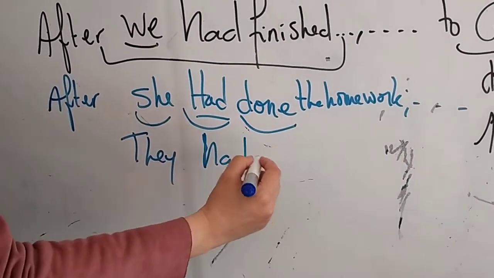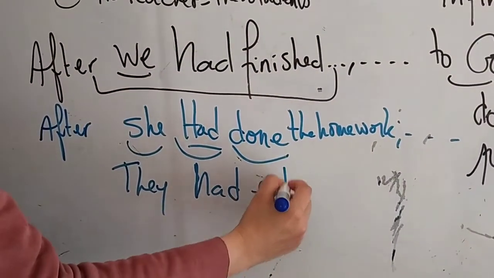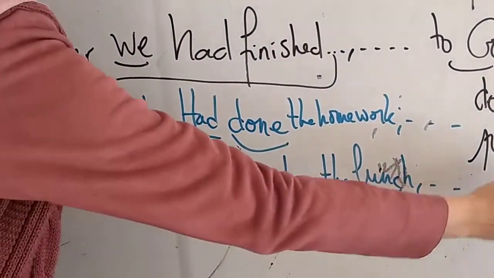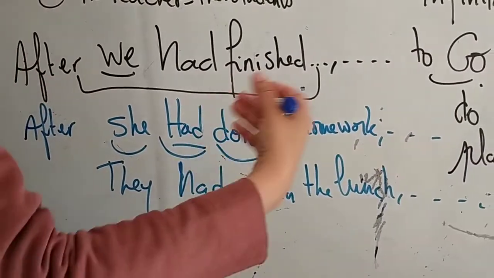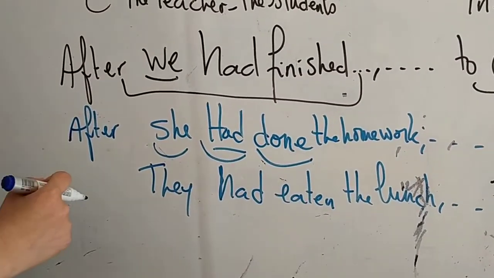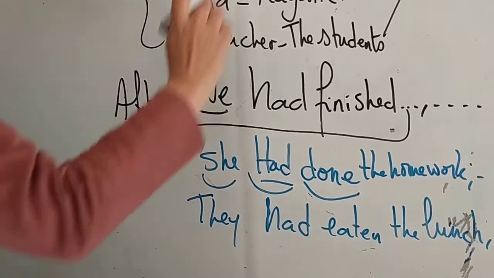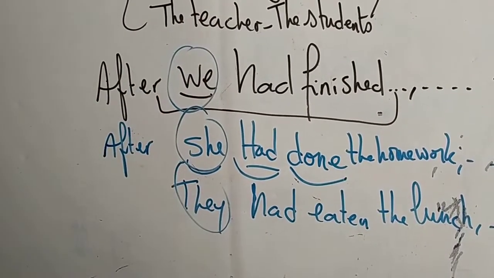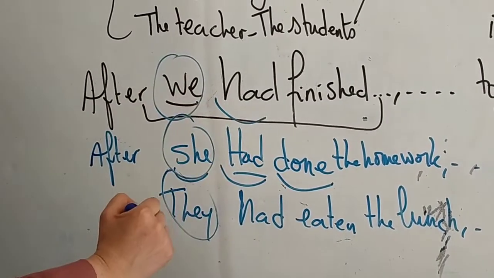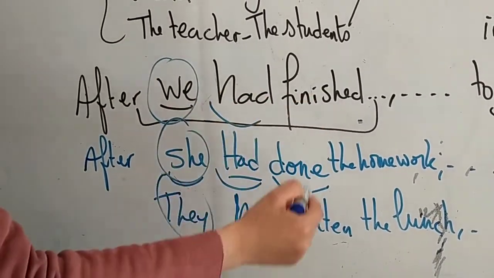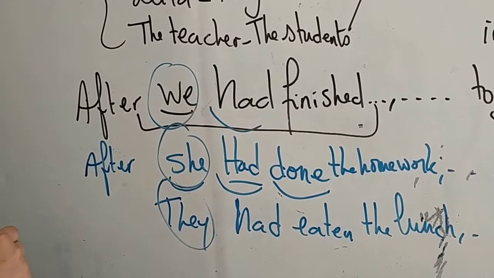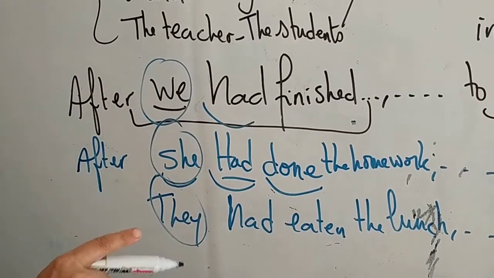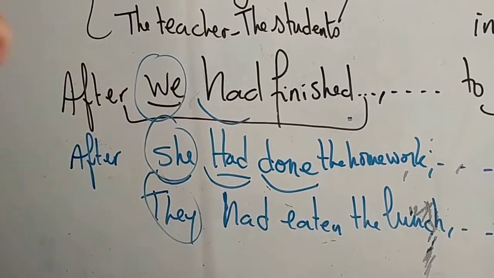they had eaten the lunch. They left. After they had eaten the lunch, they watched TV. So this is the form of the past perfect tense. Subject, singular or plural. After the subject we have had. After had we have the past participle of the verb. Okay. Now let's move to the use of the past perfect tense.